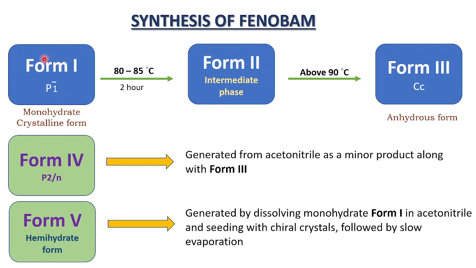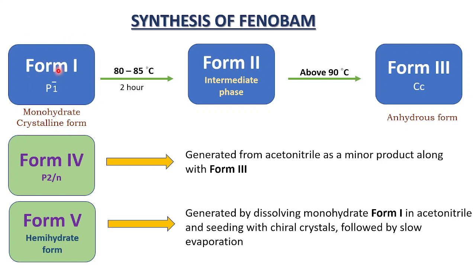crystalline form. This is the monohydrate crystalline form. This is form 1. This is what we crystallize. There is a patented procedure, and using that procedure we synthesize phenobam, which is crystallized in a DMF water solvent. This is the form 1 form. The space group is also written here. This is a monohydrate crystalline form.